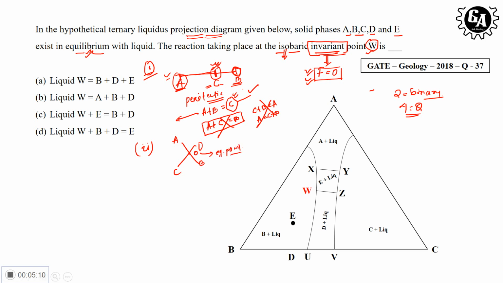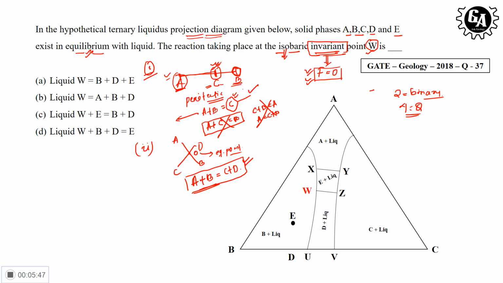Okay, so this O point should be represented both by this AB line and CD line. So what is that possibility? You can see there is only one possibility in which we can define the O point by taking both AB and CD. We can say A plus B is equal to C plus D. This is actually the equilibrium condition. So only at point O can we write down this reaction.